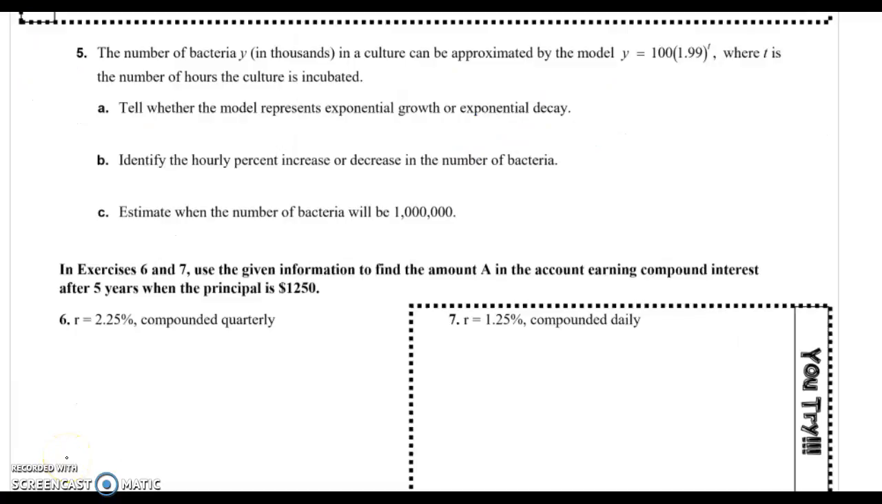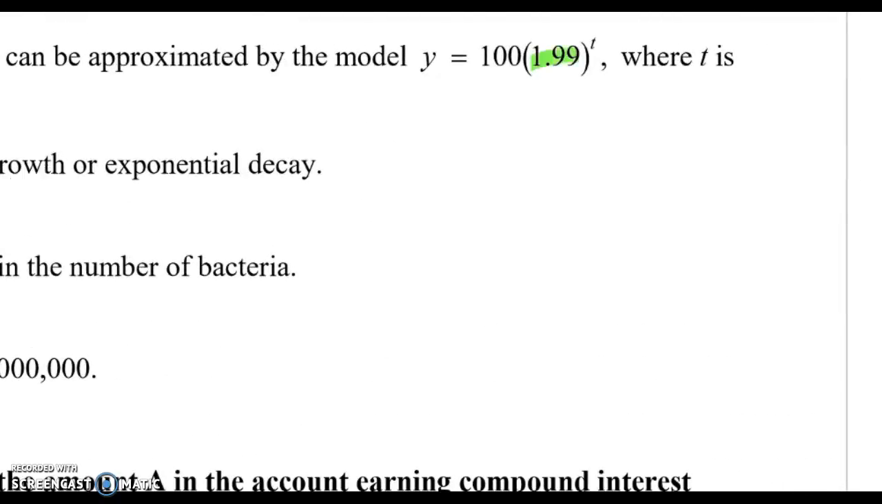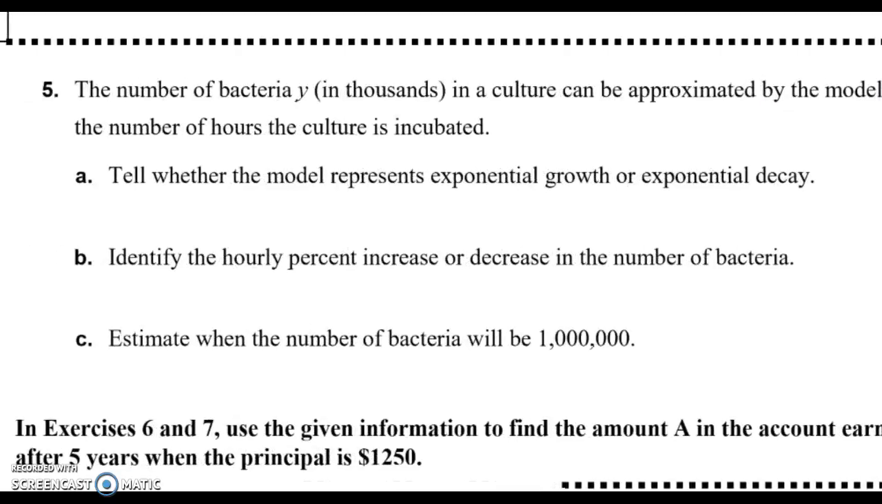Now let's move on to number 5. Number 5 says the number of bacteria, y in thousands, in a culture can be approximated by the model, and it gives us this function y equals 100 times 1.99^t, where t is the number of hours the culture is incubated. First, we need to tell whether the model represents exponential growth or exponential decay. So we need to figure out what b is. B is going to be this number right there in parentheses. So remember we said if b is greater than 1, then it's going to be growth. So this is exponential growth.